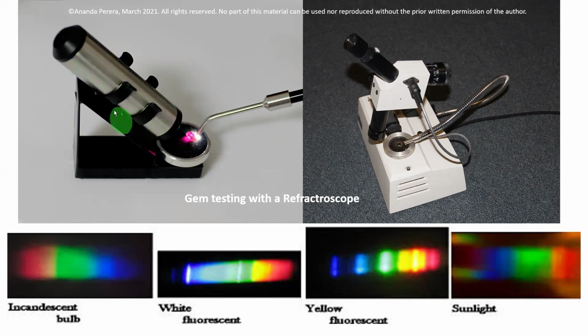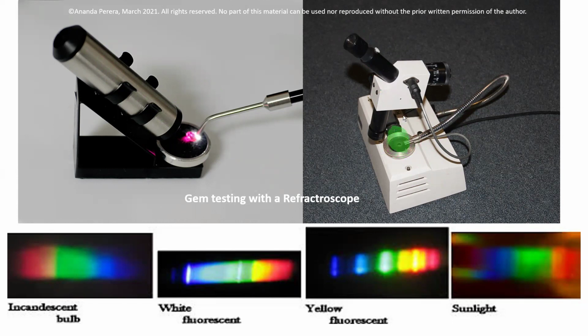Handheld, or you can use this stand to hold the spectrometer. This is a handheld spectrometer. It is a little bit less in price. This is another fiber optic line and the spray is here. This is the place where we place the gemstone, and through the eyepiece we can see the absorption spectra.